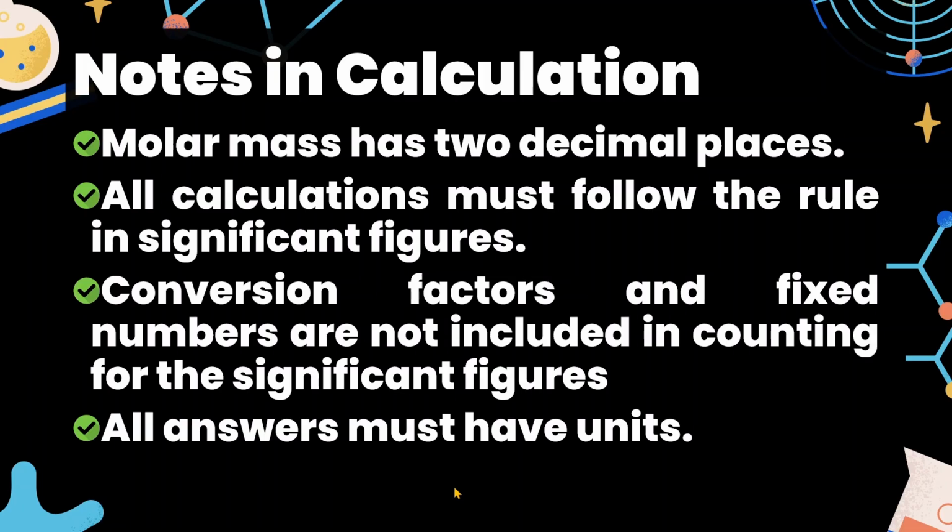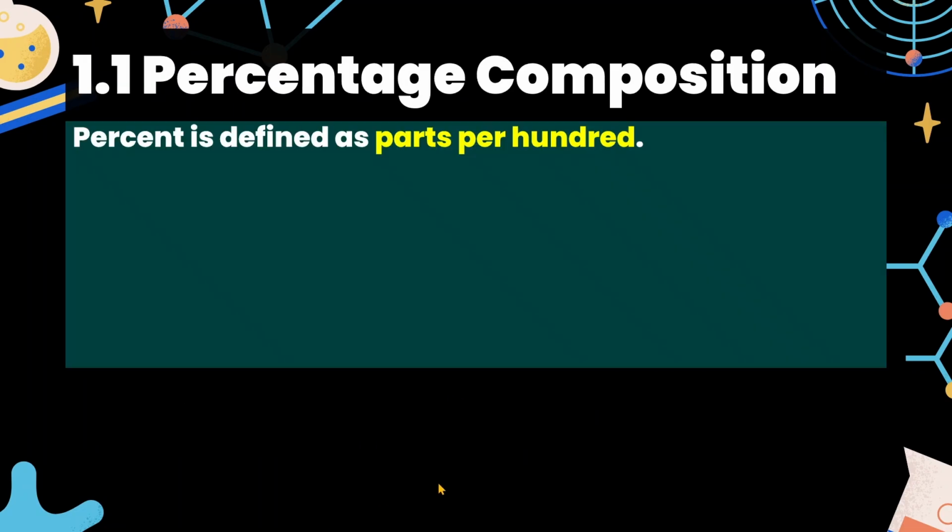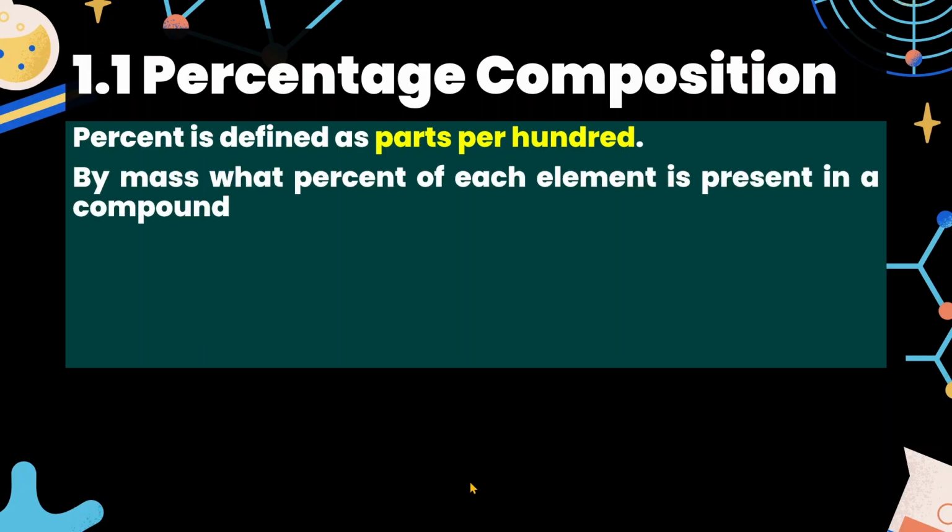So nakita na natin kung gaano ka-importante ang stoichiometry sa real life. Next, alamin natin kung paano ginagawa ang actual calculations in stoichiometry. So let's take on percentage composition first. Percent, as you know, is defined as parts per hundred. By mass, what percent of each element is present in a compound? That is the meaning of percentage composition.